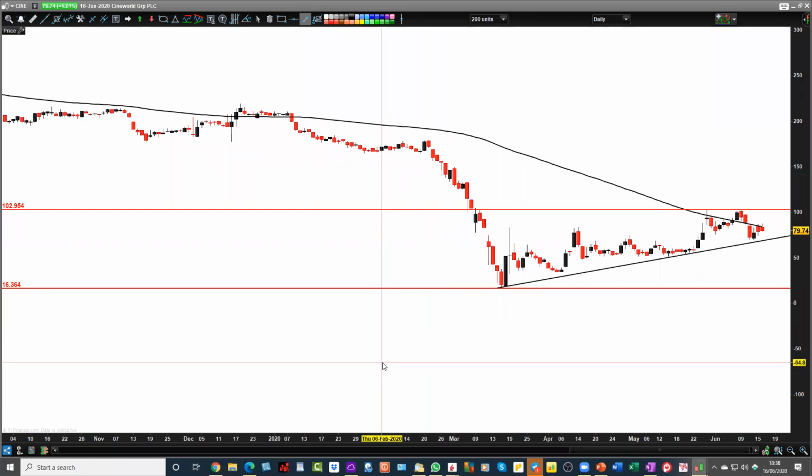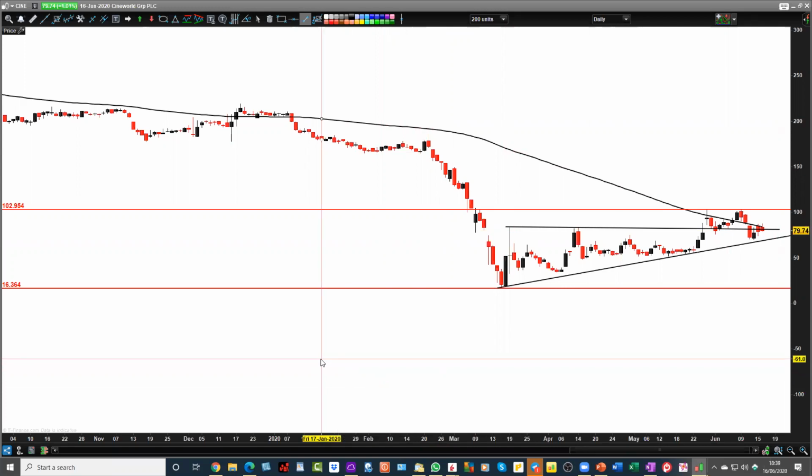But like I said, I'm going to keep it for long, given the current market situation is now improving. This second wave movement, which is now coming up, if that subsides, I don't see anything stopping Cineworld moving upwards. So definitely a long position.